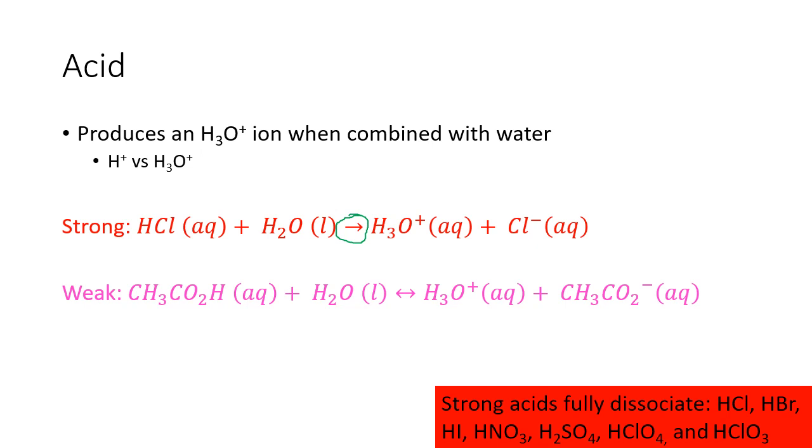What about weak acids? Weak acids do not fully dissociate. Their anions are not stable, and so they want to go back to being associated. When we write the equation for a weak acid, we give it a two-way arrow. This indicates that the reaction can go in both directions, and when you have an equation like that, it indicates that we've reached a chemical equilibrium.